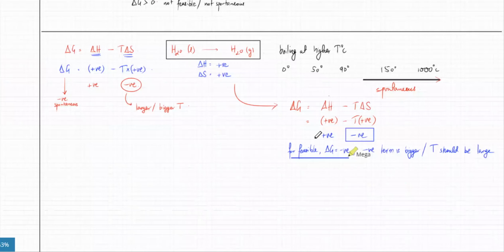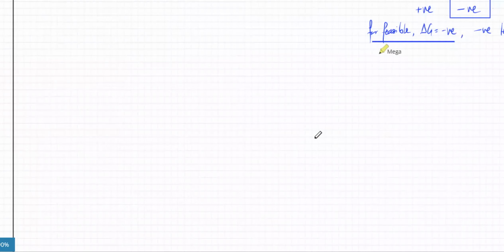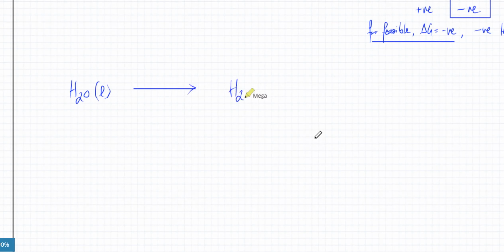So let's do another, very similar one. I have this reaction going on and it's freezing. I'm freezing water, and I want to know when this reaction will be feasible, qualitatively speaking. Should it be lower temperature or higher temperature? Should I decrease or increase the temperature for making it feasible? Water liquid to water solid.